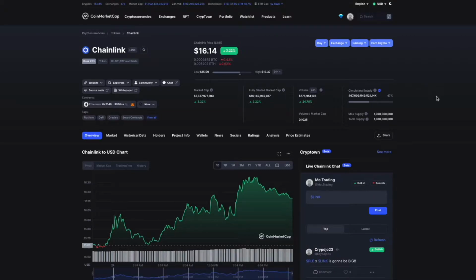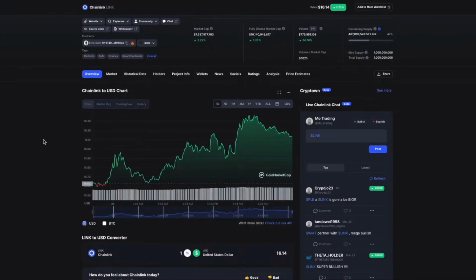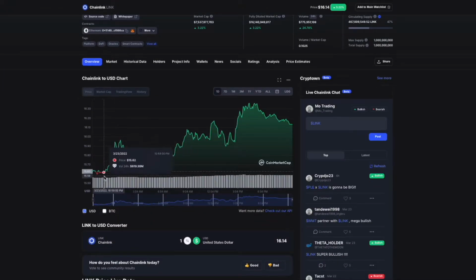So as you can see here on CoinMarketCap, Chainlink is currently up 3.22% on the daily. You can see here on the daily chart that Chainlink did reach the daily low of around $15.6, and from then onwards we had the initial pump towards the upside. Then we came back down to this demand zone where we originally created the high. It looks like price did respect this area, which led price to make another higher high.